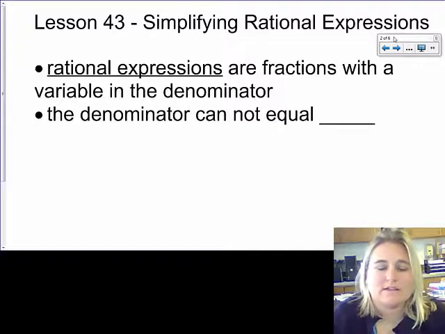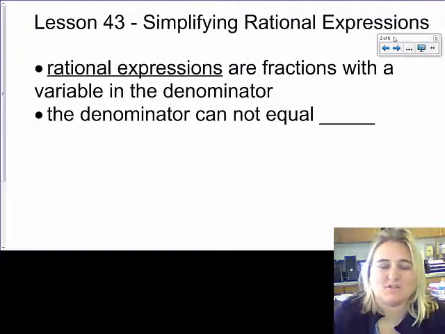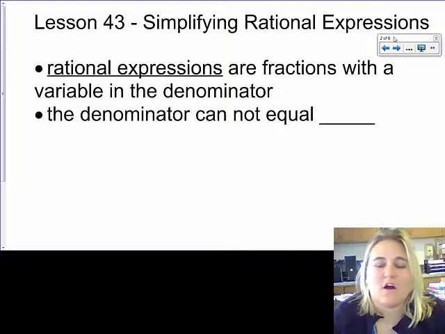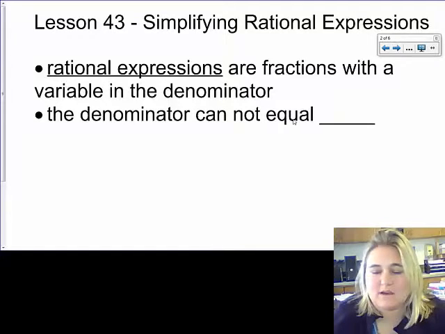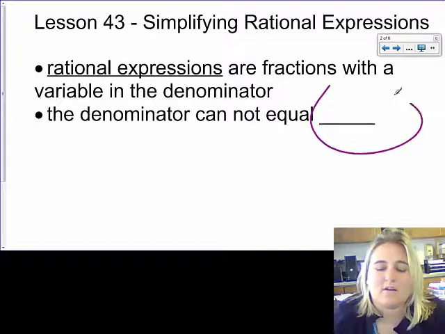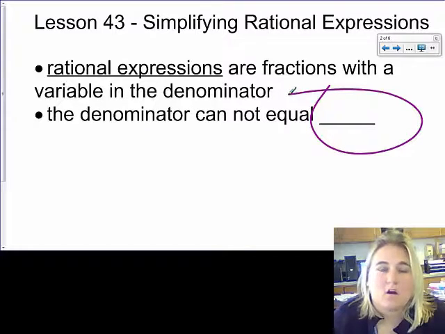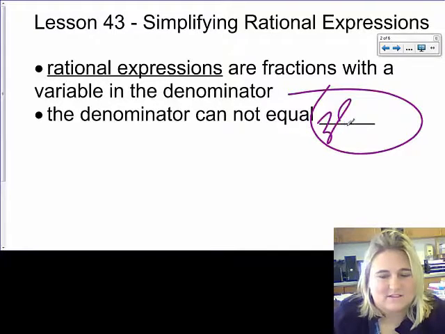Lesson 43, Simplifying Rational Expressions. Rational expressions are fractions with a variable in the denominator. And the denominator cannot equal, and we have this big blank right now. What can the denominator not be equal to? Well, whenever we are working with fractions, we never want the denominator to be equal to 0.